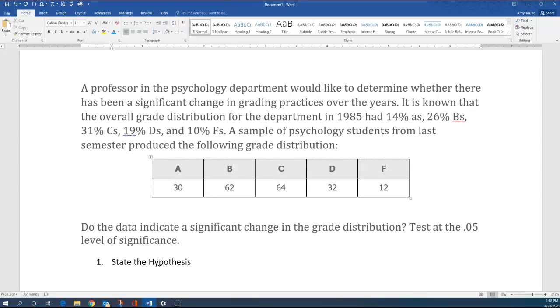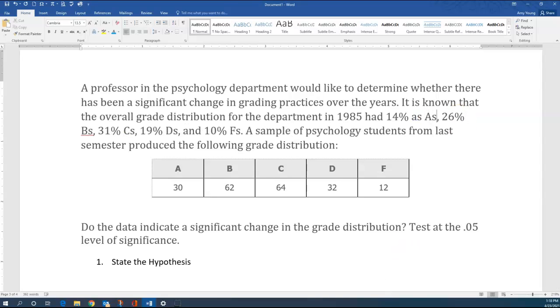It was known that the overall grade distribution for the department in 1985 was 14% were A's. Oops, that should say A's right there. Sorry about that. Let me fix it real quick. 26% were B's, 31% were C's, 19% were D's, and 10% was F's.